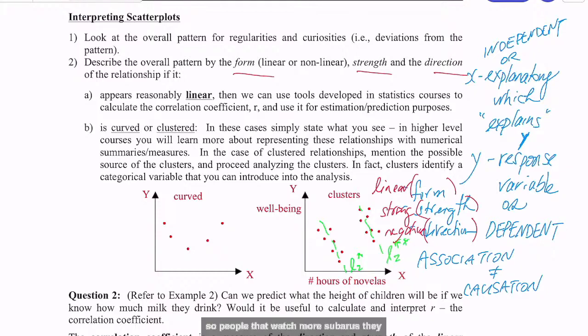People that watch more soap operas could be people that are unemployed. That could be why they're unhappy. They could be people who are disabled or were injured and are recovering from an injury. They could be unhappy. So there could be different reasons that have nothing to do with the soap operas themselves.